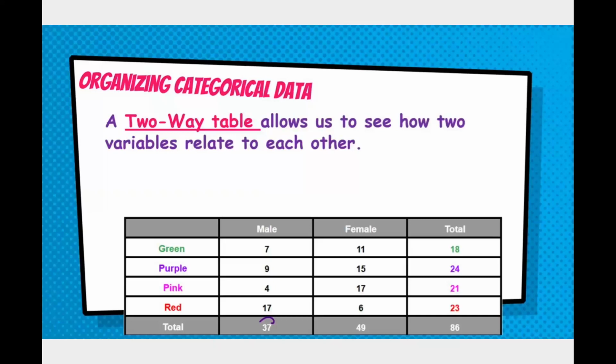I can see how many males filled out this survey by looking right here. I can see how many females filled out this survey by looking right here. Why? Because the header's up here at the top. That's males. These are all males, and these are all females. If I look at the sides, the rows, I can see how many total people prefer green, purple, pink, and red, and then once again, this is the total of everybody.